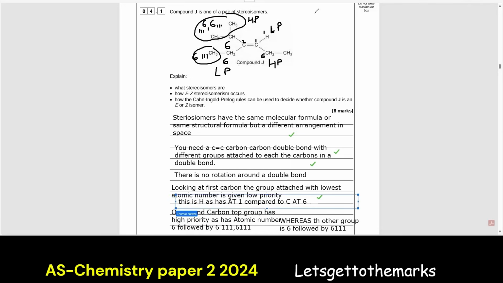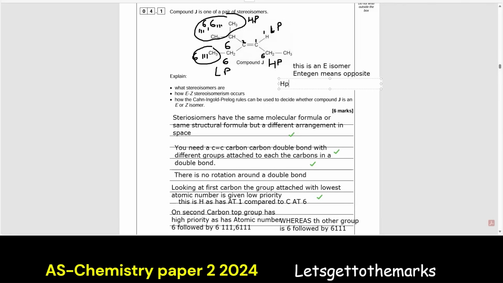That means that we have different groups on the same side of the double bond. So this is the double bond. When you have a low priority and a high priority on the same side, it's going to be an E isomer. E stands for entgegen, which means opposite, so the high priority and low priority are diagonal. It's like trans.